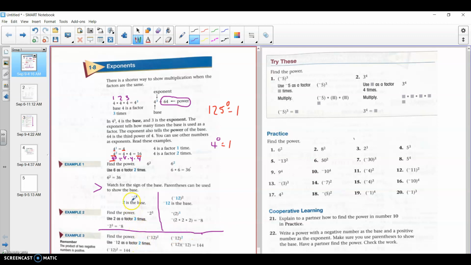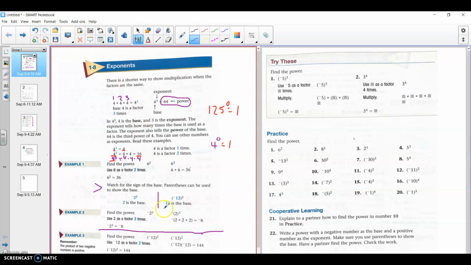So I want to look at negative 2 to the third. 2 is the base, so I'm going to start with this side over here. Find the power of negative 2 to the third. Use 2 as a factor 3 times, and as you can see here, they have gotten negative 2 to the third equals negative 8. Okay?